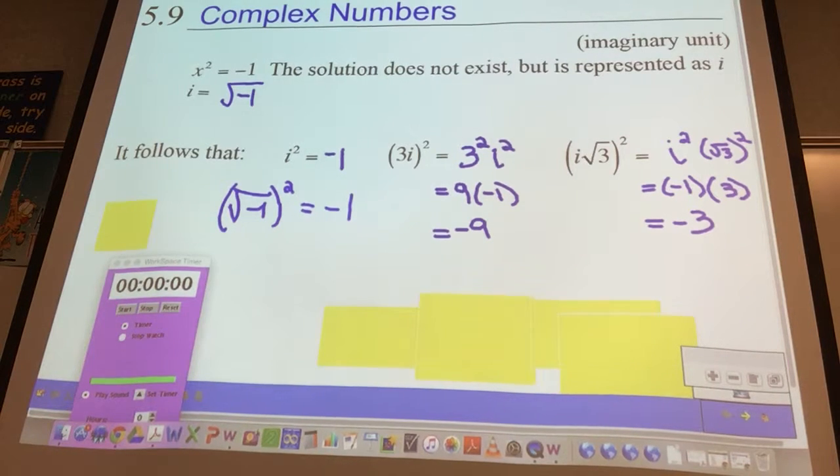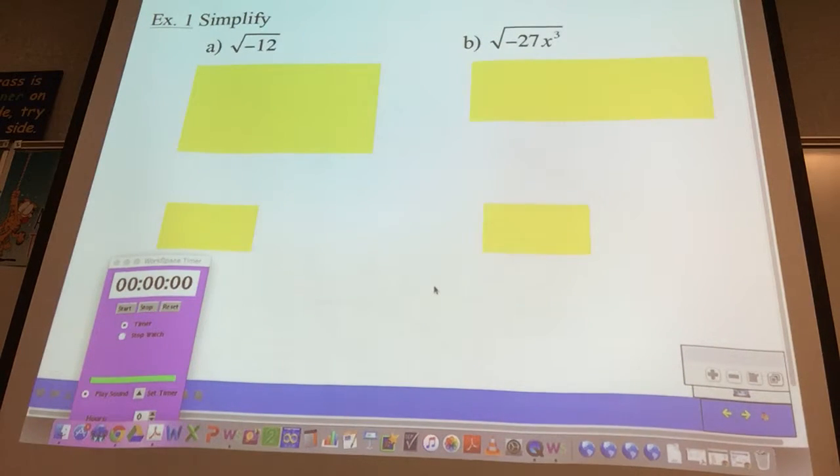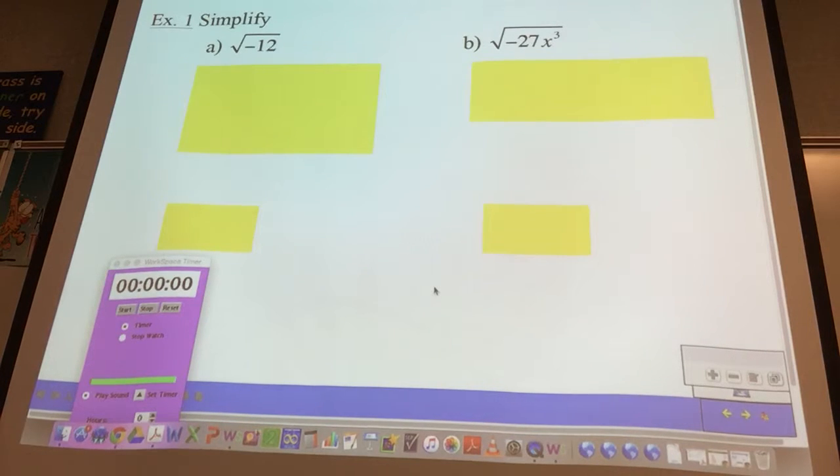All right, so let's look at some examples with this. You guys, please don't let that be a distraction. If you're going to eat, just don't let it become an issue.